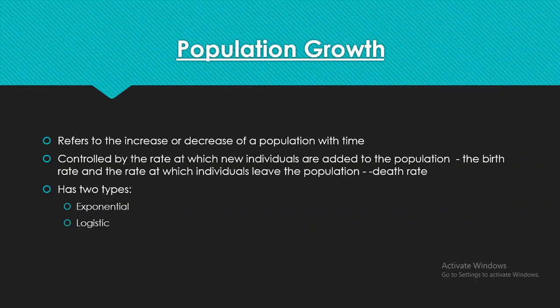So, wala namang masyadong sinasabi dito about emigration and immigration kasi we are talking about the growth, yung pag-sprung up ng panibagong organism in time. So, population growth has two types. We have exponential growth and we have the logistic growth.